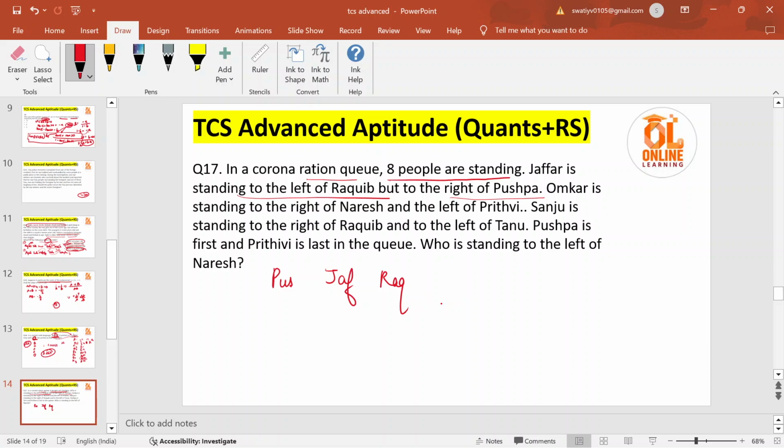Pushpa is over here. Omkar is standing to the right of Naresh. If Omkar is here, then Naresh must be here, because Omkar is standing to the right of Naresh and to the left of Prithvi, then Prithvi must be here. Sanju is standing to the right of Rakib. Right of Rakib is Sanju, and to the left of Tanu.